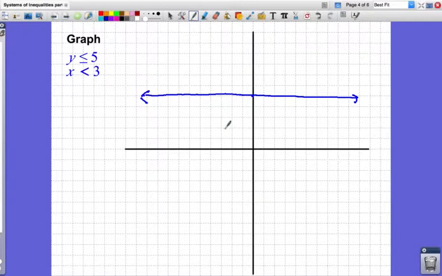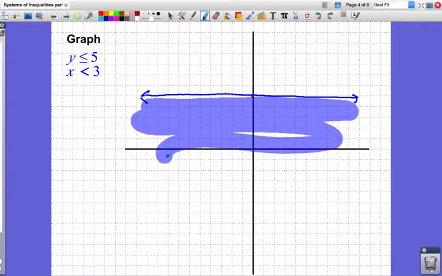Now, what I want to do is I still want to do my shading and make sure I shade correctly here. So let's shade this one in blue, actually. So when I shade, if y is less than or equal to 5, I need to ask myself, is it going to be above this line or below this line? Well, if it's less than, it's going to be below.